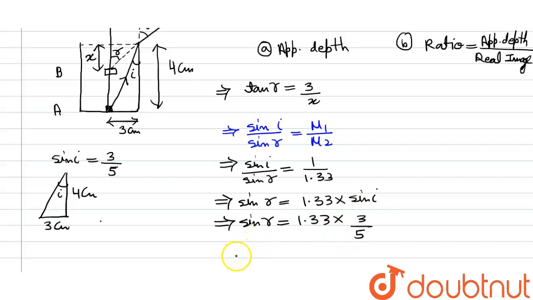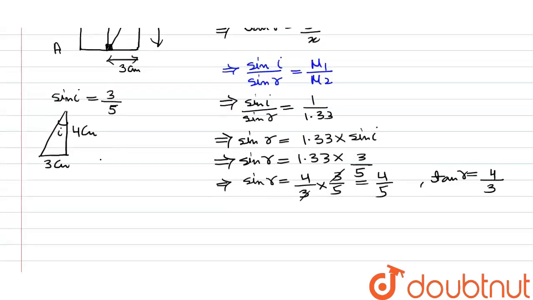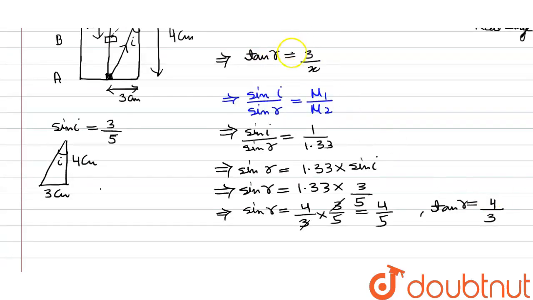So now we can find the tan r value. So we can further write it down as 4 by 3. So sin r will become 4 divided by 3 into 3 divided by 5. 3 will cancel out, it will become 4 divided by 5. So we can write tan r as 4 divided by 3. So our tan r value is this 3 by x.